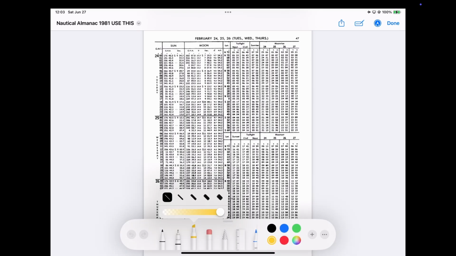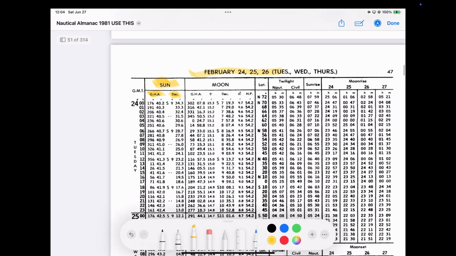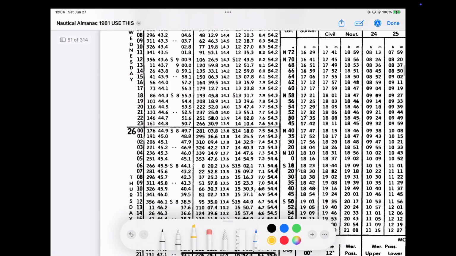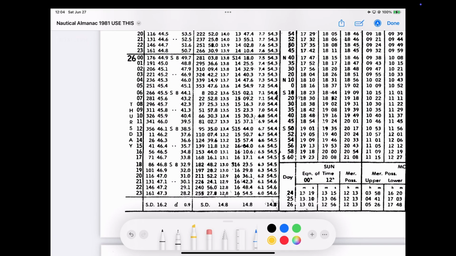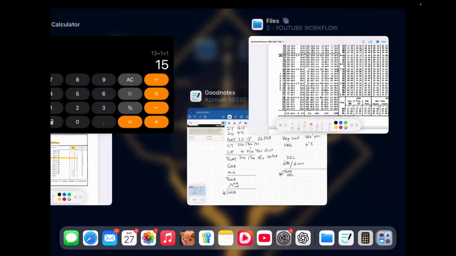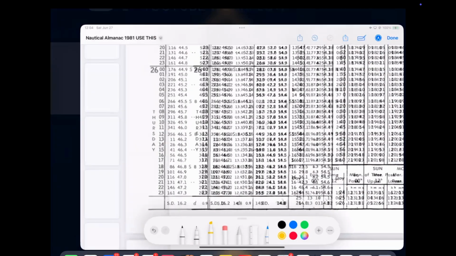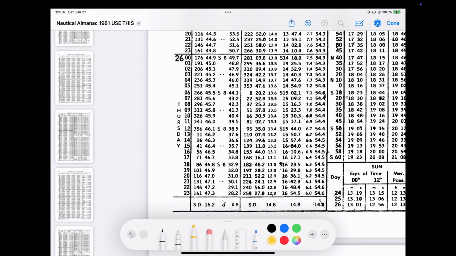Okay, let me get my highlighter. February. We have the sun, right? We have the GHA column and the declination column up there. Let me scroll in for you guys. Now, let me scroll down to our date, the 26th of February. And our GMT was what? 20 hours, 15 minutes, 5 seconds. So I'm looking for 20 hours. And then we're also going to get our declination from this column here. This column here is the declination, okay?